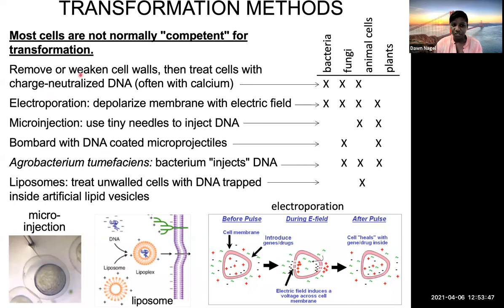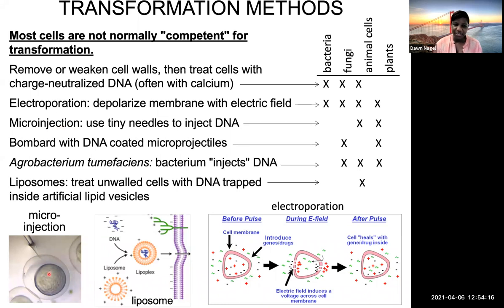Of course, bacteria, which we just talked about, using calcium. You can also do this with fungi, so things like mushrooms. Some animal cells can also be transformed using this calcium method as well. Electroporation works well for all organisms, right? Because regardless of what barrier exists, you can just force everything across the cell with an electric pulse, okay?